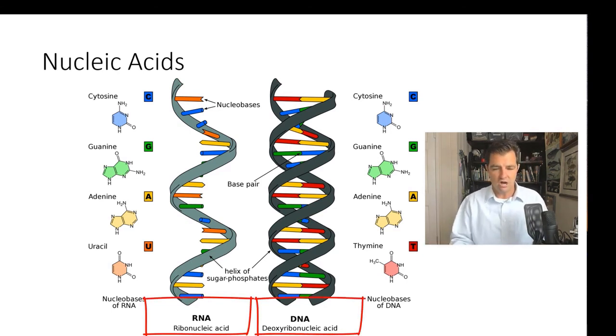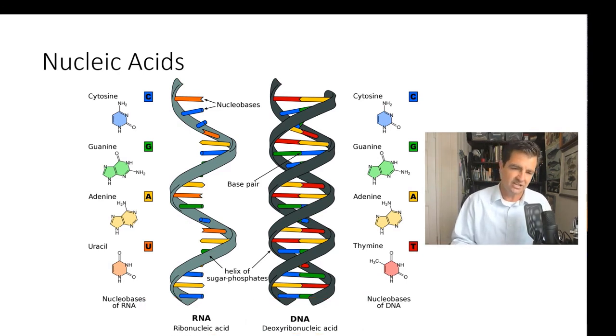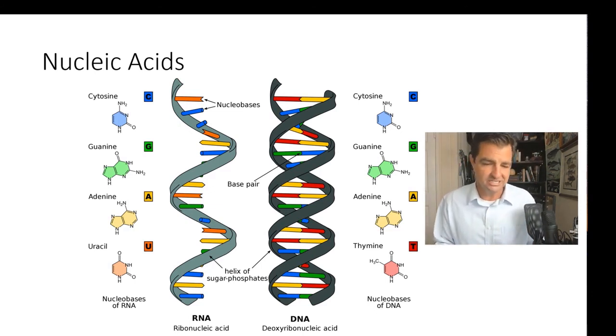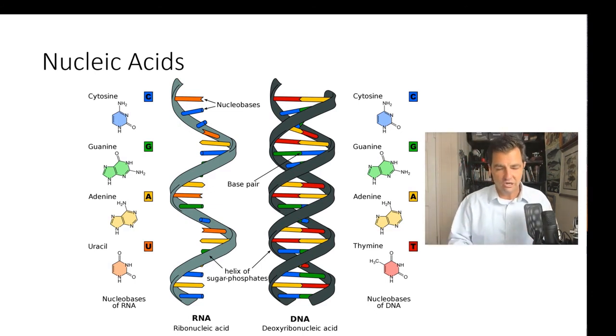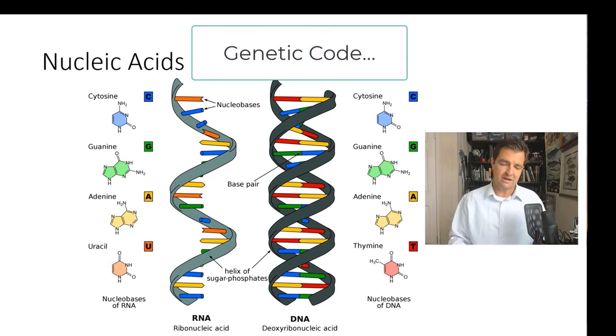And so by hooking monomers of nucleic acids together, we can make a whole strand of RNA or a whole strand of DNA. And again, this will come up later on when we talk about genetics and protein synthesis. But nucleic acids are important for coding the information that results in the genetics of life, if you think about it that way later on.